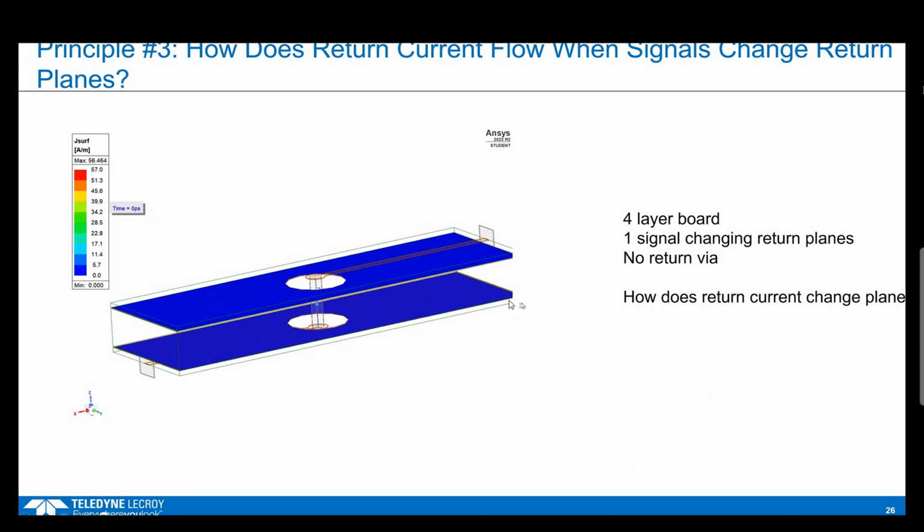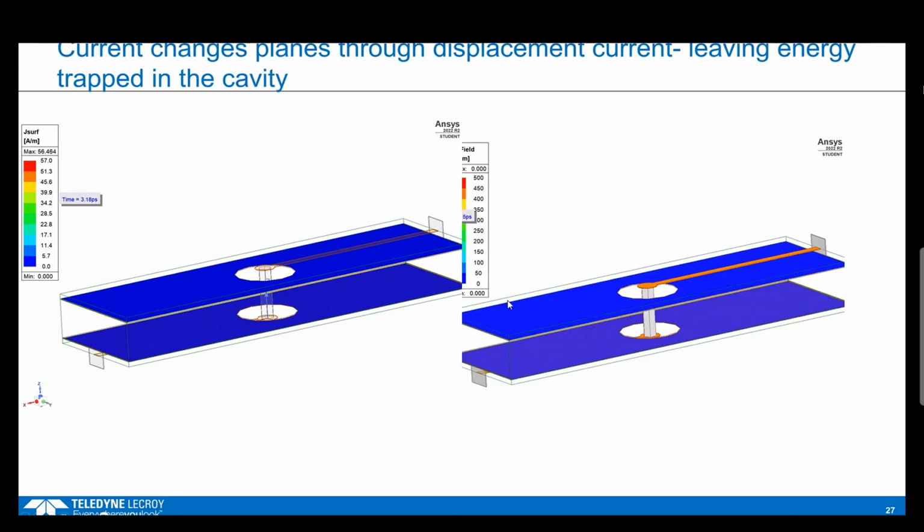How does it do that? How does that current get from one layer to the next? Well, when we look at the electric field inside the cavity, we see that it's through the electric field, dE/dt, which is displacement current. It propagates from the top plane to the bottom plane by exciting the cavity mode. It excites the electric field in that cavity, bounces all around, and any other signal vias passing through that cavity are going to pick up that noise. And that's why we saw all that crosstalk when we didn't have any return vias.